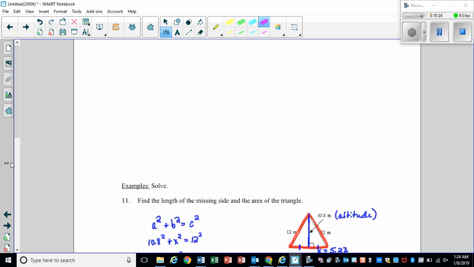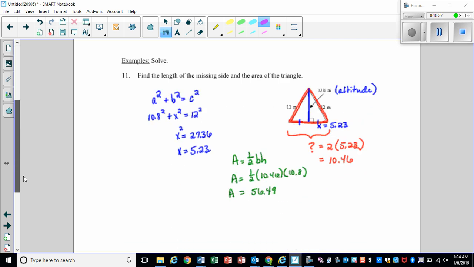All right. Next question is asking you to solve 11 and 12. 11 is asking you to find the length of the missing side of the triangle and the area of the triangle. So to find the missing side, you do a squared plus b squared equals c squared. Okay? And then you take the side that they gave you. But the only problem in this one is they give you the altitude, which is 10.8, but they did not give you this side. But you have the hypotenuse. So you will put x as the side you don't have, and then you solve for 5.23. 5.23 is half of the whole base.